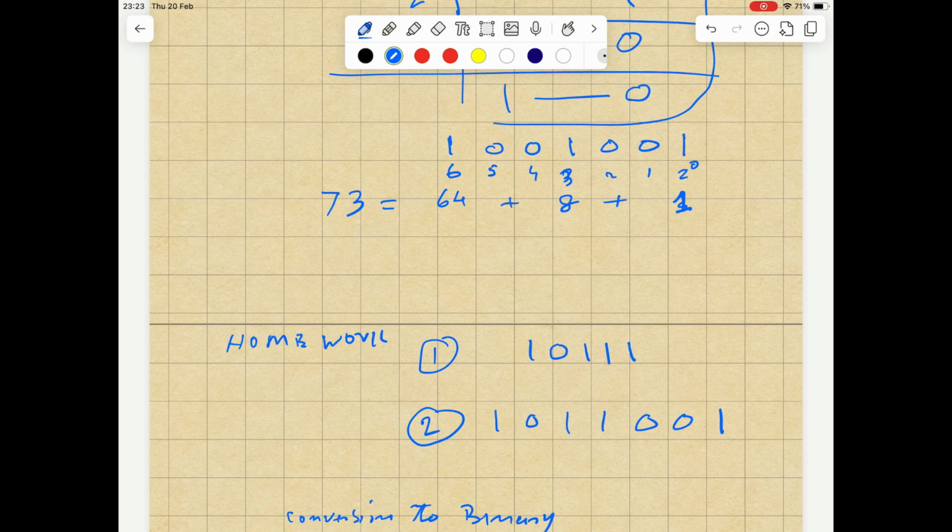Okay, and we will look at the octal system, next octal and hexadecimal, in the next video.